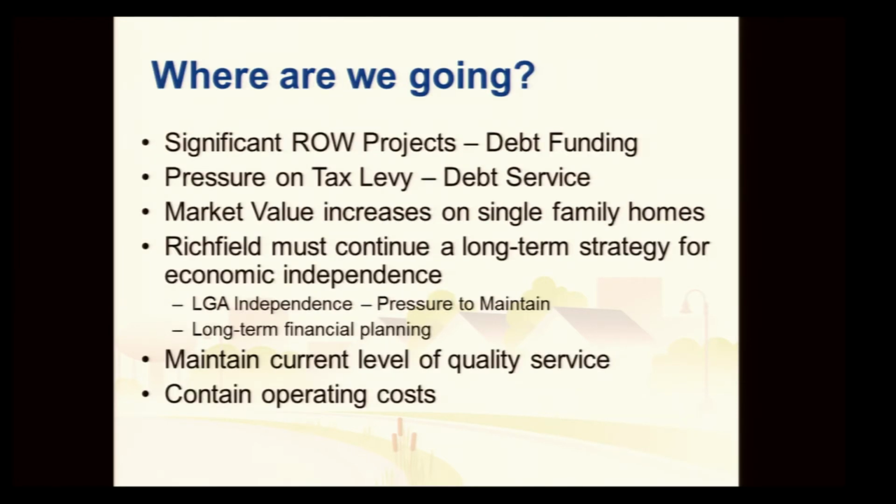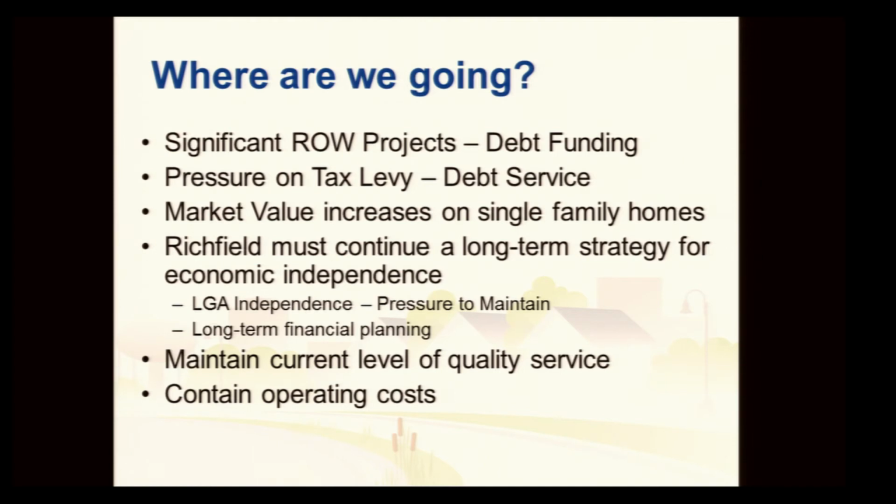This brings us to the end. Where are we going? There are a lot of significant right-of-way projects in the next 3 to 5 years, a lot of which are going to require debt service, issuance of debt. A lot of that debt is serviced by tax levies, and that puts pressure on our overall tax levy. You combine that with market value increases on single-family homes, which are increasing and will continue to increase at least through Pay 19. That creates a lot of pressure on the residents in the city and a lot of pressure on the tax levy.